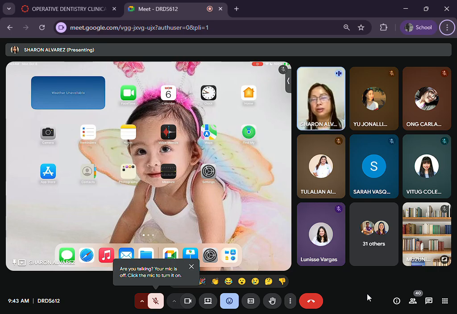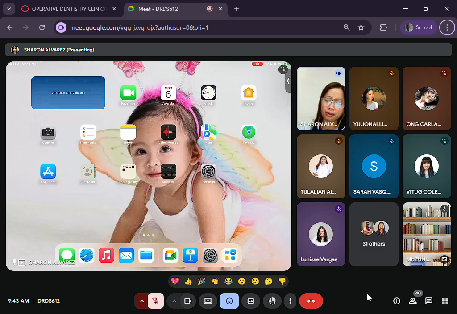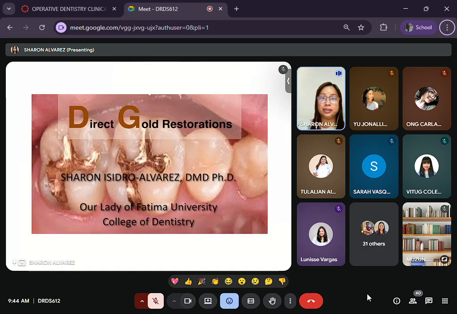So when we say gold standard, the new materials are also being compared with the characteristics of a gold restoration. So until now, we should always appreciate and understand gold restorations, because we will never understand the future and the current materials unless we look back and understand the behavior and the characteristics of gold restorations.